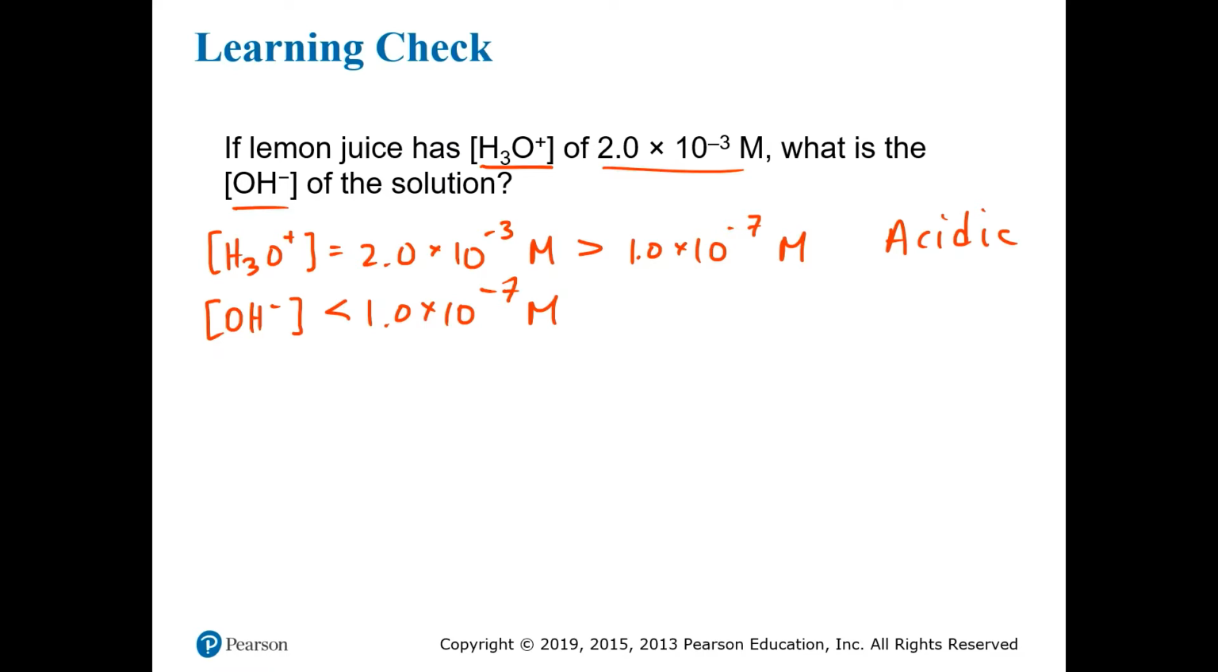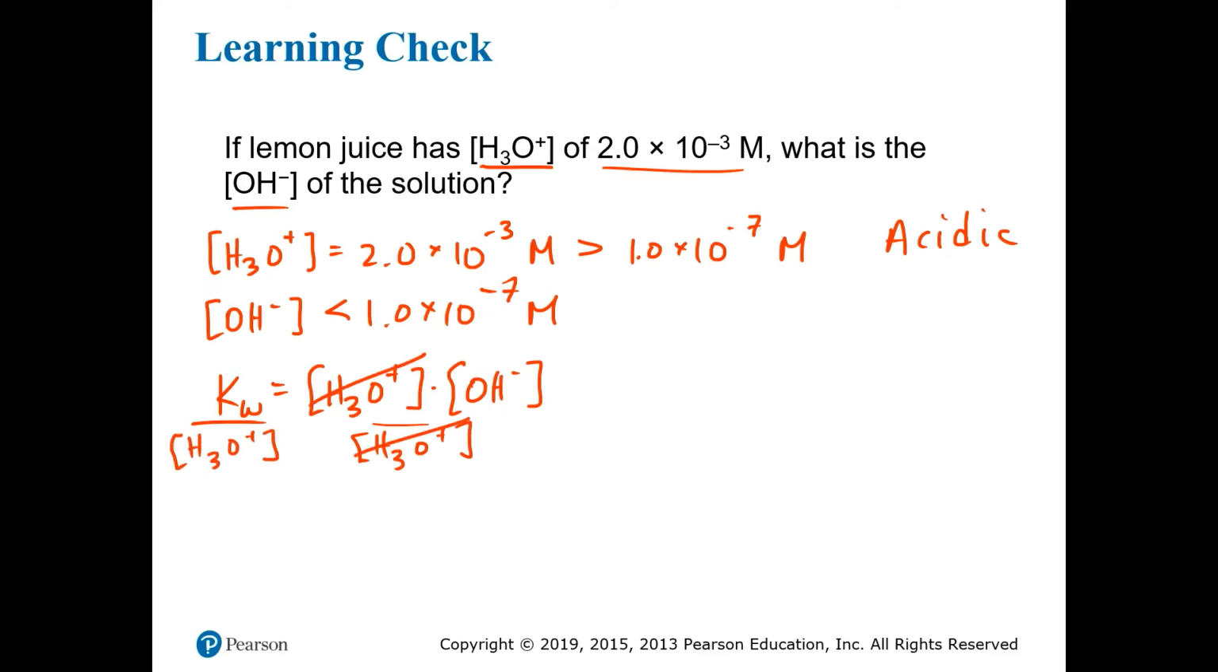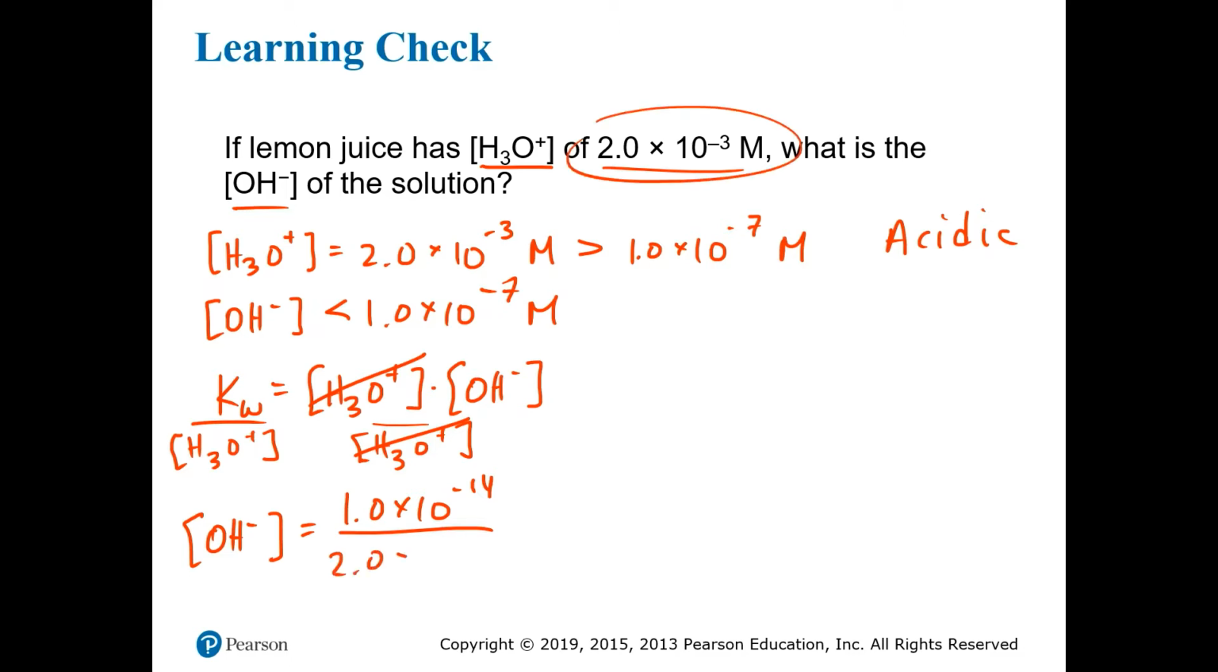So again, we can use the expression for Kw to calculate these concentrations. This time we're solving for OH-, so we would divide both sides by H3O+. That would cancel out there, and we would get that the hydroxide concentration, OH-, equals Kw, which is 1 times 10 to the minus 14. Again, you should memorize that. Divided by the hydronium concentration, which is given to us as 2.0 times 10 to the minus 3rd.